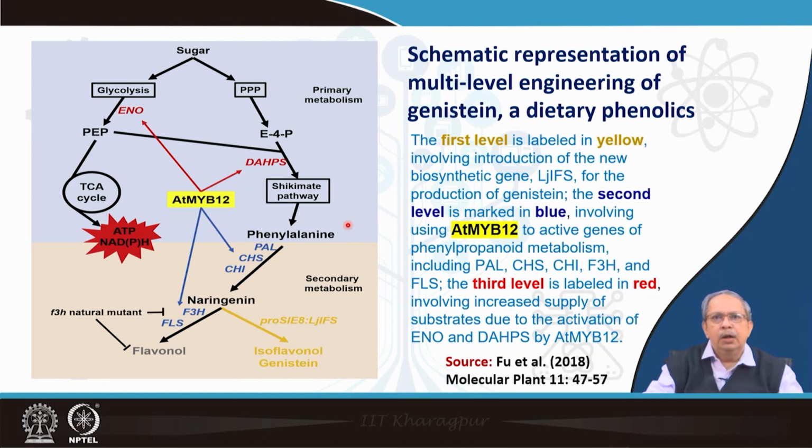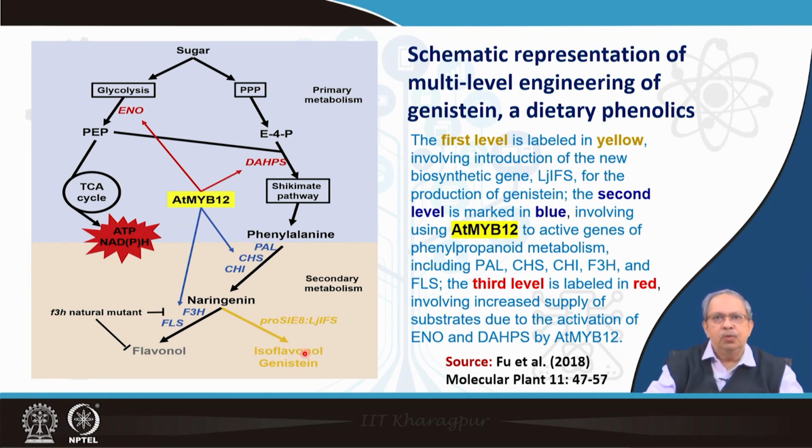So, now let me explain this multi-level engineering. The ultimate aim is to produce the isoflavonoid genistein. This is basically a dietary phenolic. It is produced in legumes, and your aim is to produce it in higher amount. The first level will be to introduce the pathway gene. So, isoflavone synthase here will make the genistein, but that may not work at the desired level. Upon expression of this, the product is enhanced, but you are not happy with that.